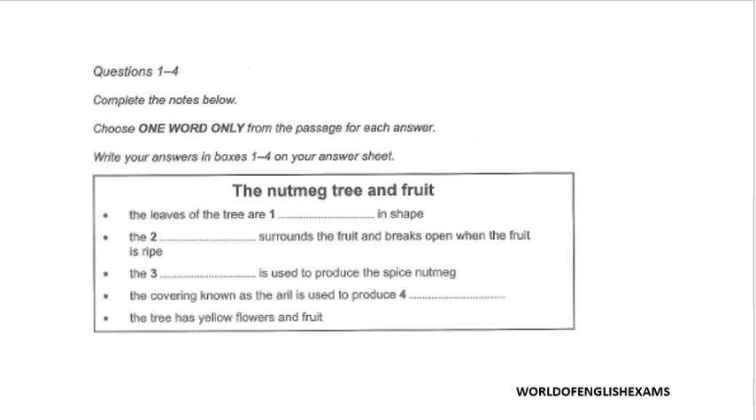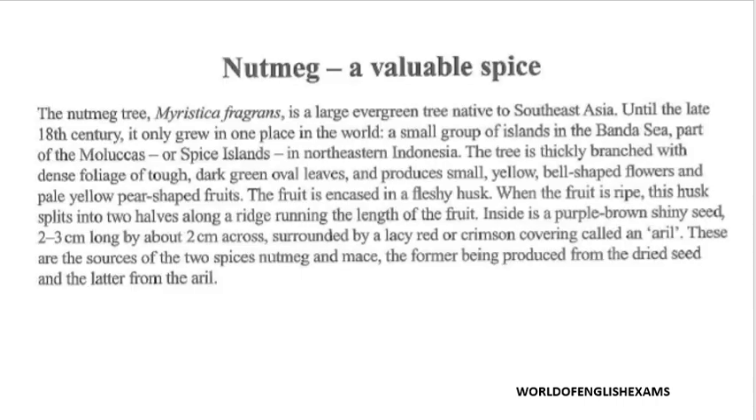The dash is used to produce the spice nutmeg. Okay, so inside is a purple brown shiny seed, 2 to 3 centimeters long by about 2 centimeters across, surrounded by a lacy red or crimson covering called an aril. These are the sources. Now this is a tricky sentence, so please pay attention to this particular sentence.